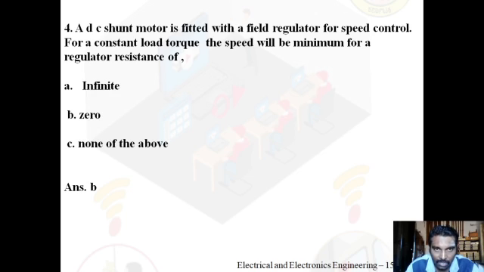For a constant load torque, the speed will be minimum for a regulator resistance of what value? That means a DC shunt motor is fitted with a field regulator for speed control. The field regulator is nothing but a resistance which he has placed in the field circuit. For constant load applications, the speed will be minimum for which value of resistance? So, at what value of R is the speed of the motor minimum?